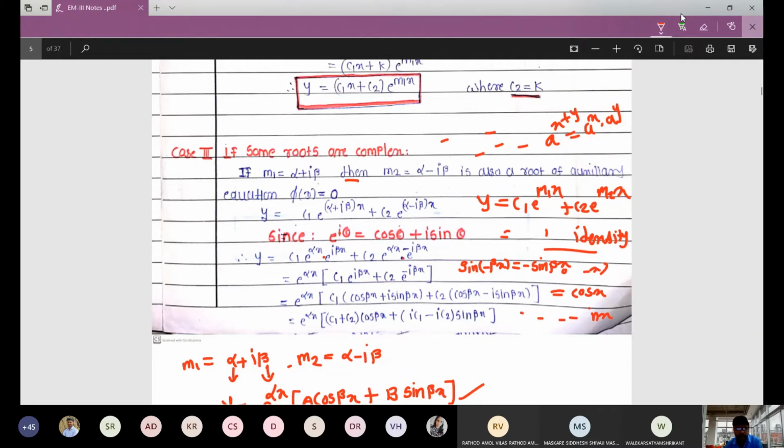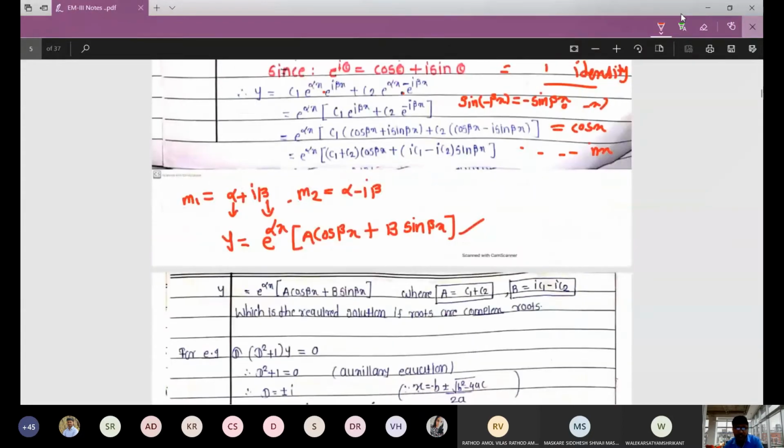So we have c1 cos beta x, and here we have c2 cos beta x. So we can take (c1 plus c2) cos beta x, and then (i times c1 minus i times c2) times sin beta x. And just for simplified notation, I'm using c1 plus c2 as another constant, say a, and i c1 minus i c2 as another constant, say b. And that's why we get the simplified form.